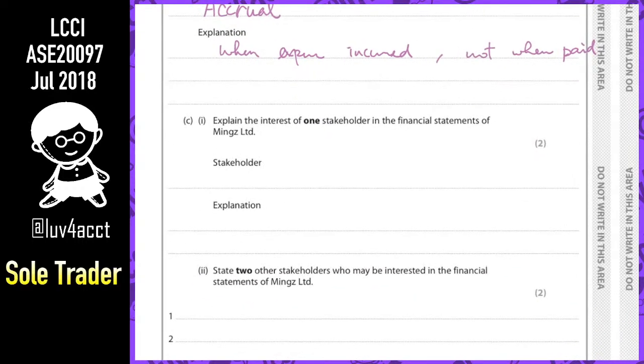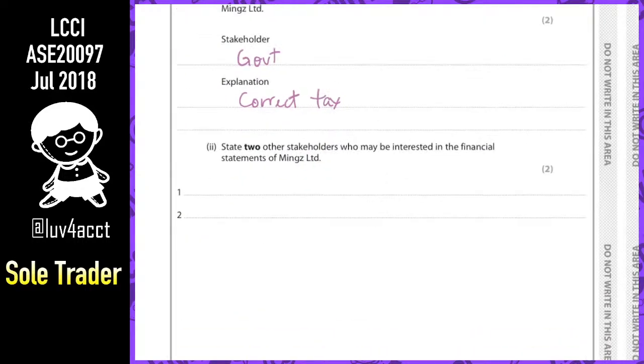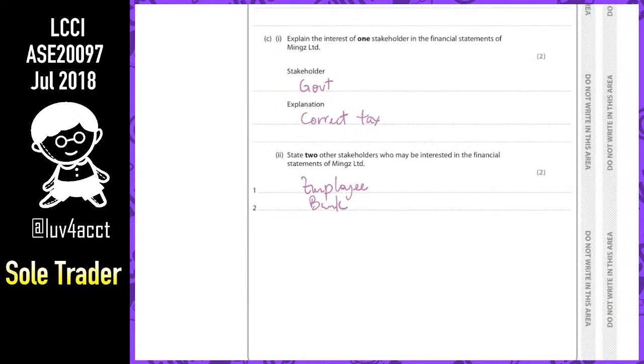Explain the interest of one stakeholder. Again, government, to see if the correct tax is paid. Or other things, employee: job security, possibility of pay rise. State two other stakeholders. Employee, or bank, or supplier, or customer.